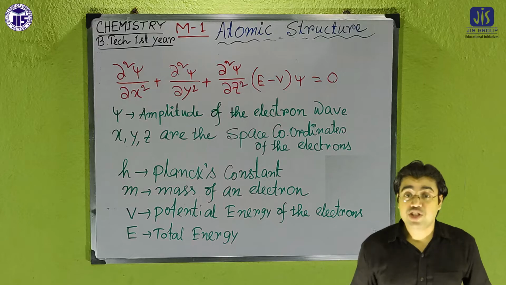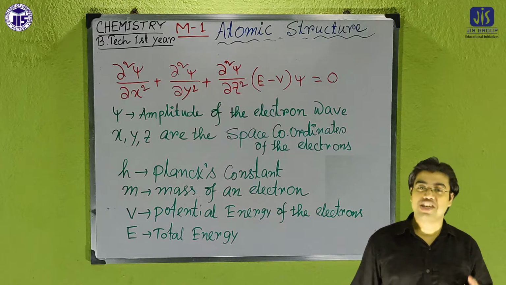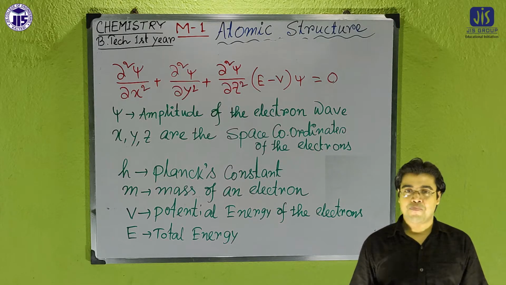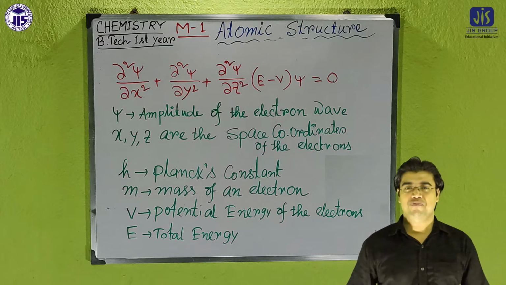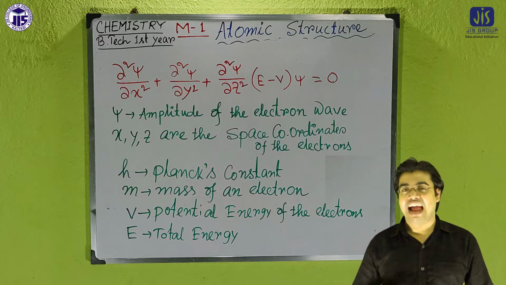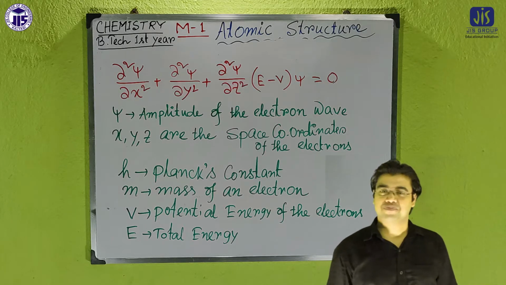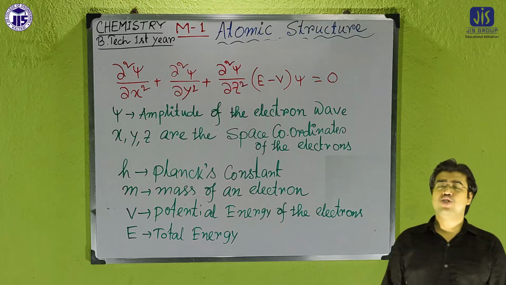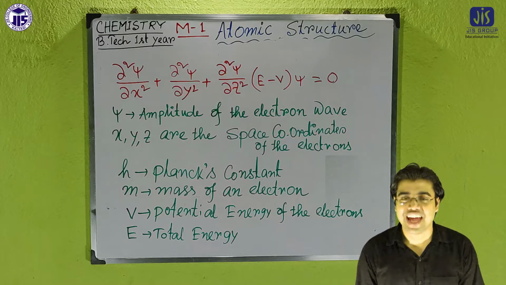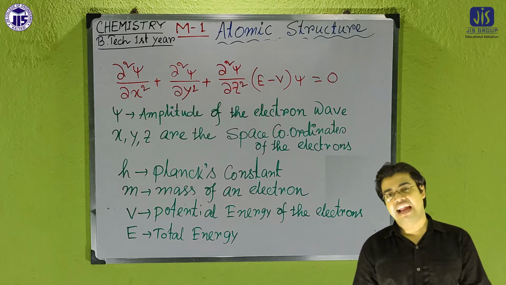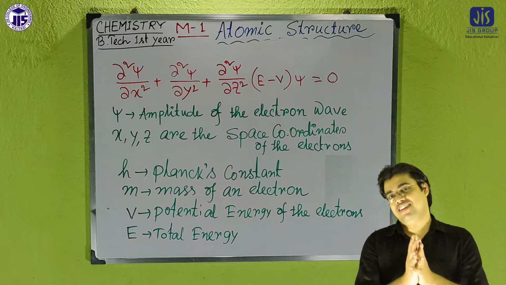Psi is the amplitude of the electron wave. What are x, y, z? X, y, z are the coordinates. M is the mass of the electron, and all of you know very well what h is. H is the Planck constant, V is the potential energy, and E is the total energy. Now psi is actually the electron density around the nucleus, like a wave. This is called the wave function, and we generally take it as the atomic orbital.